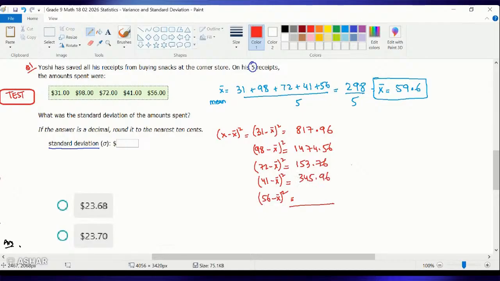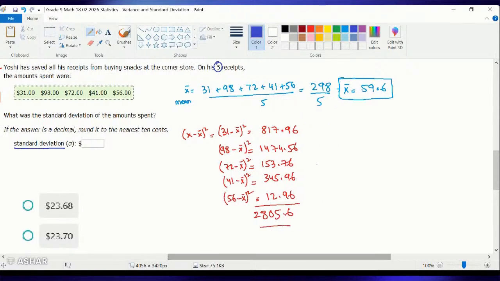41 minus 59.6 squared is 345.96. 56 minus 59.6, that is negative, squared gives us 12.96. Let's add the numbers: 345.96, 153.76, 1474.56, 817.96, and 12.96. The total comes out to be 2805.6.